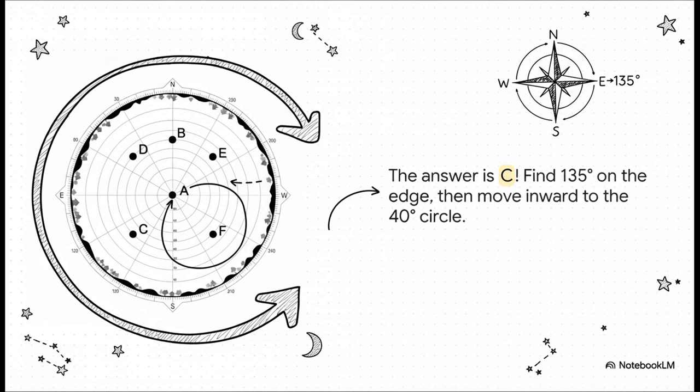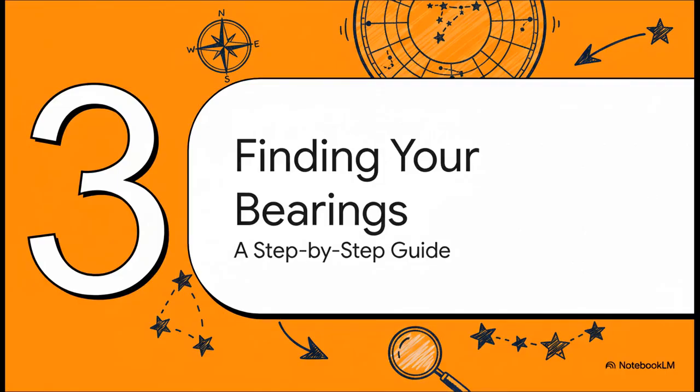Here's how you get there. First, you find your azimuth on that outer ring. 135 degrees, well, that's right between east at 90 and south at 180. Got it? Then, you just travel inward along that line until you hit the 40-degree altitude circle. Boom. Position C. Awesome. See? You're already getting the hang of it. Now that we know the lingo, let's try this on a real sky map. Time to find our bearings for real.